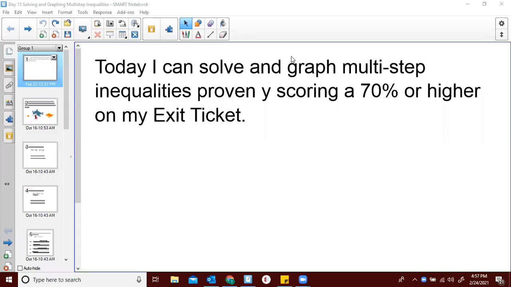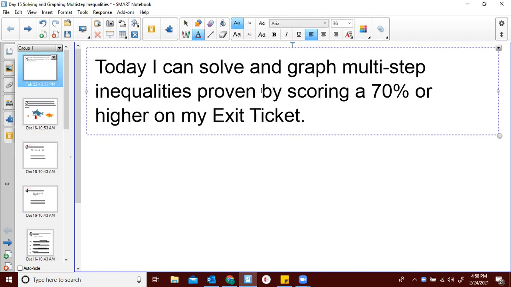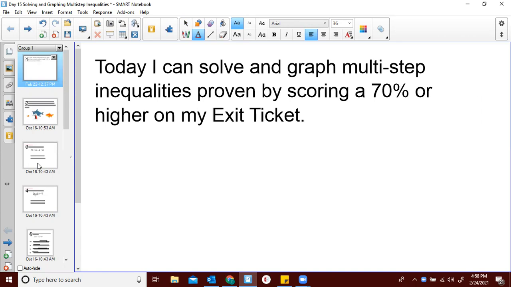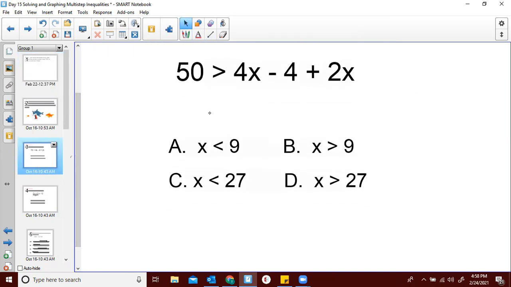Okay, so just like yesterday, we're going to be able to solve, but now we're going to be able to graph multi-step inequalities. All right, and that is going to be proven by scoring a 70% or higher on your exit ticket. All right, so let's just jump right into it.